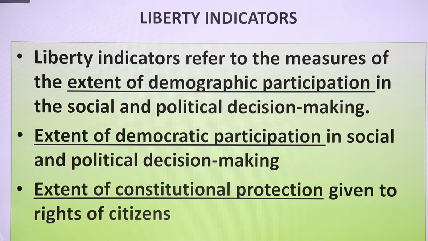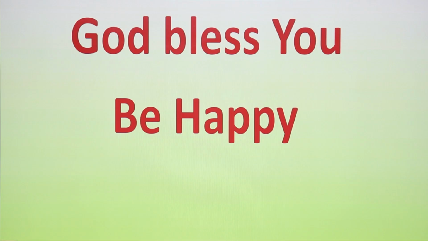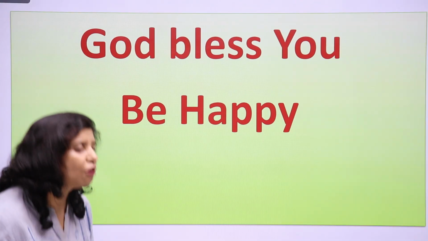Democratic participation means every person has equal rights and no one is discouraged from doing any rightful thing, and no one is partially treated on the basis of caste, creed, color or religion. Okay. Then extent of constitutional protection given to rights of citizens. So how many constitutional rights are given to people, how constitutionally strong they are, that also is an indicator of your liberty in any country. This is all about this chapter.